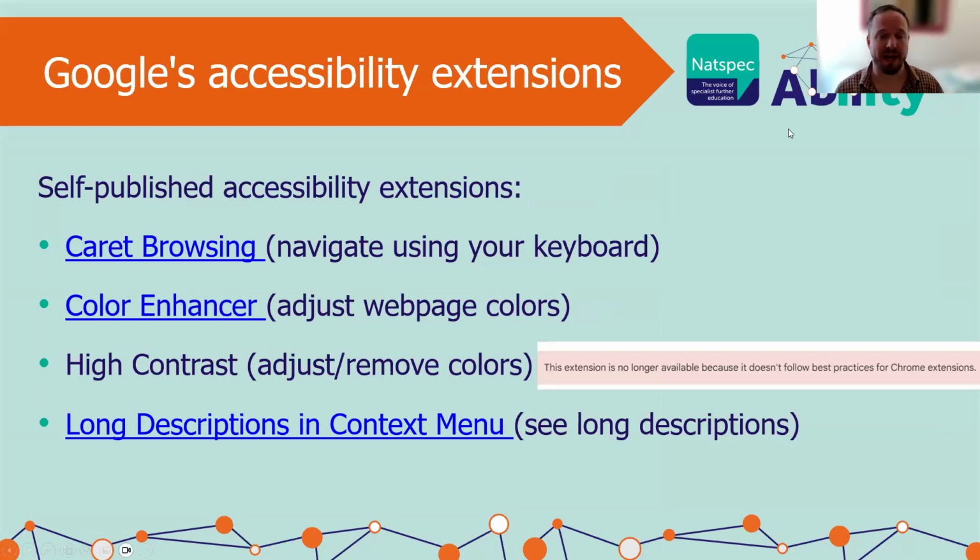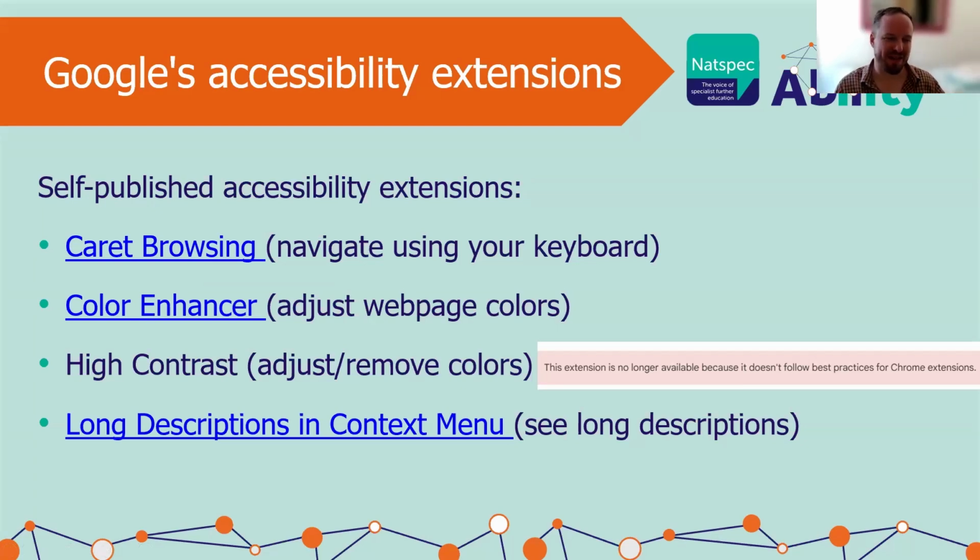They have self-published some accessibility extensions, so this is something that I didn't see when I looked at it 2, 3 years ago, but is there now. So I've listed those there. Caret browsing means you can navigate using your keyboard. So if students struggle to use the mouse, they can use the keyboard. Color enhancer adjusts the web page colors. So good for those with either just visual preferences of colors or with some kind of color blindness.